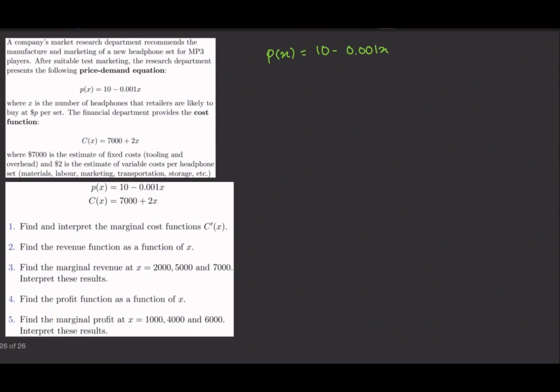A company's market research department recommends the manufacture and marketing of a new headphone set for MP3 players. After suitable test marketing, the research department presents the following price-demand equation. Price p equals 10 minus 0.001x, where x is the number of headphones retailers are likely to buy at price p per set. The financial department provides the cost function C of x equals 700 plus 2x, where 700 is the fixed cost and $2 is the variable cost. Now, find and interpret the marginal cost function C prime of x.